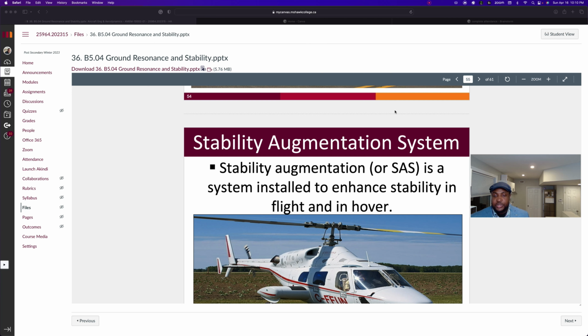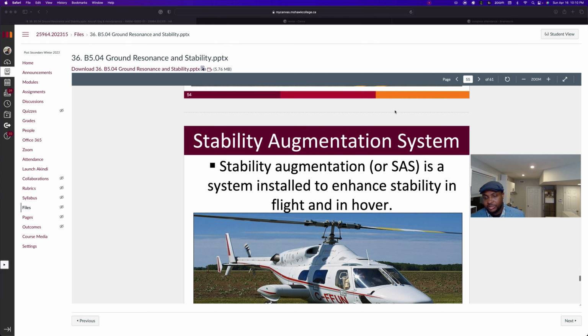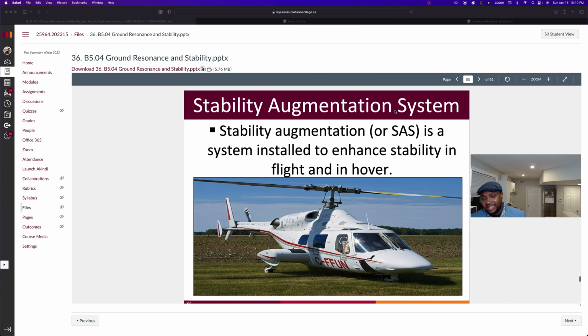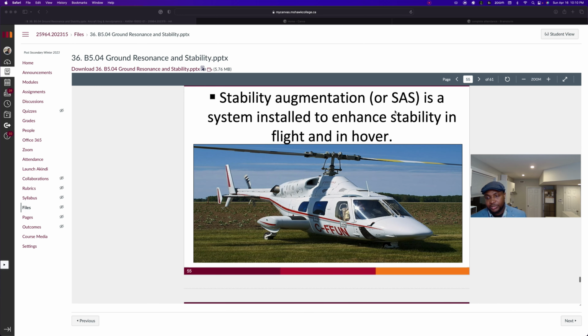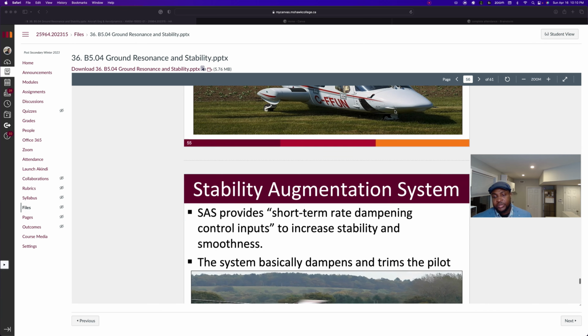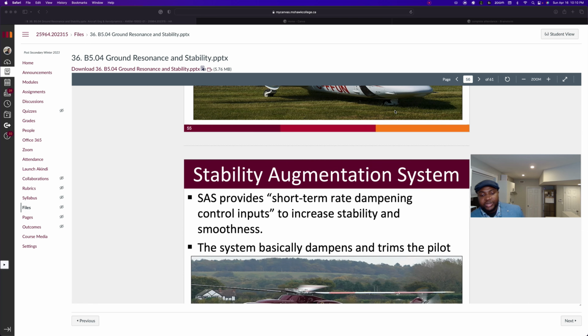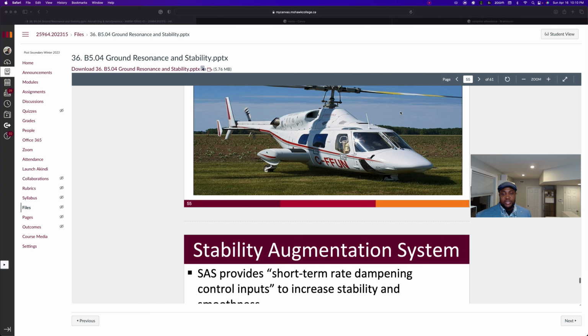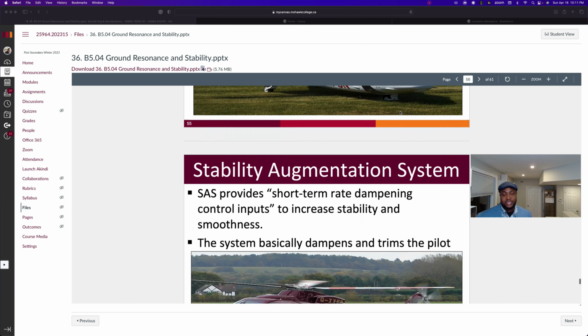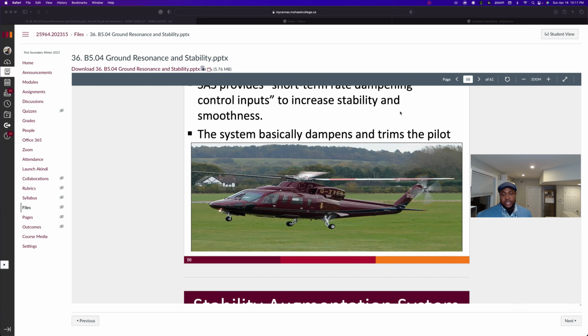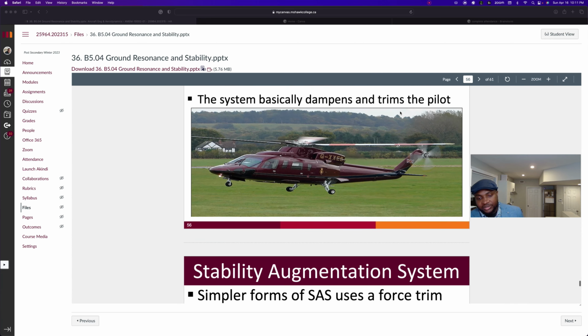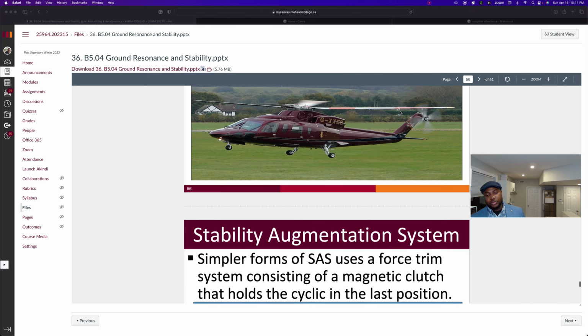Modern day helicopters feature a SAS system, stability augmentation system. This helps to increase the inherent stability of the helicopter in flight and in hover. Short-term rate dampening control inputs increase stability and smoothness. This computer basically reads the helicopter's attitude and short-term changes to help compensate and dampen those controls. It basically dampens and trims the pilot's inputs so that the helicopter is smoother to fly.